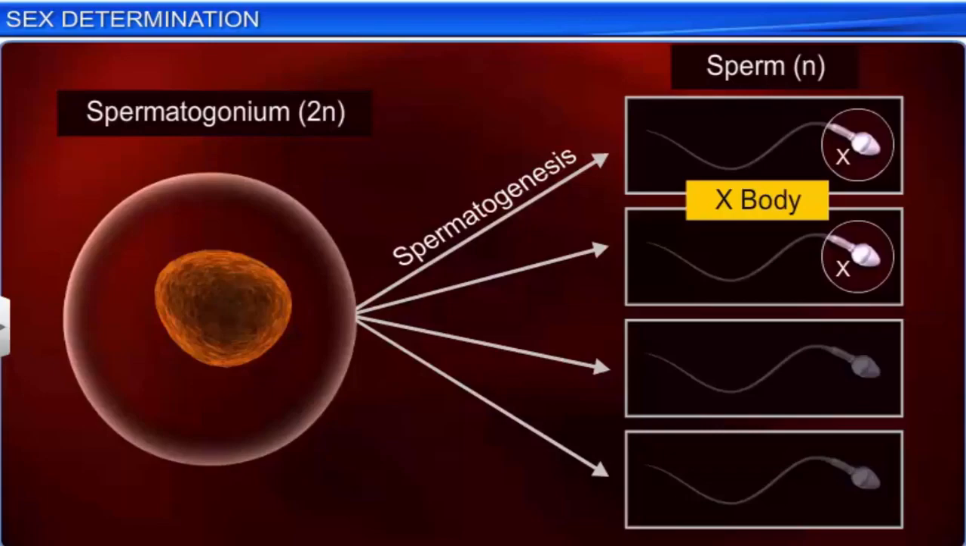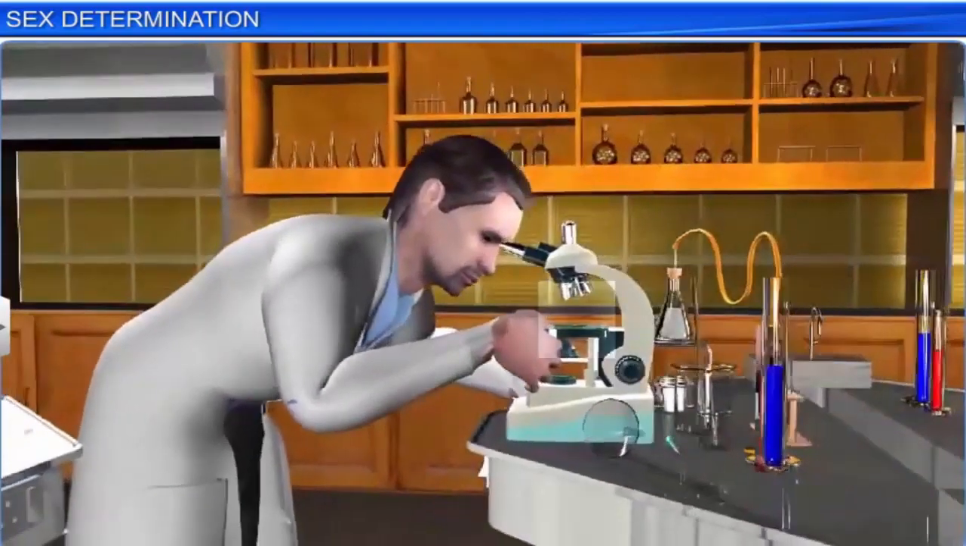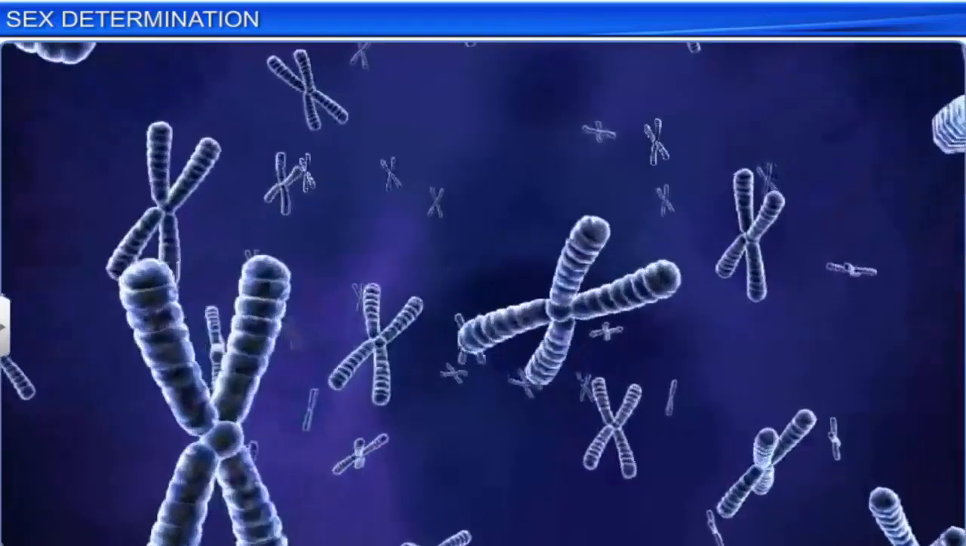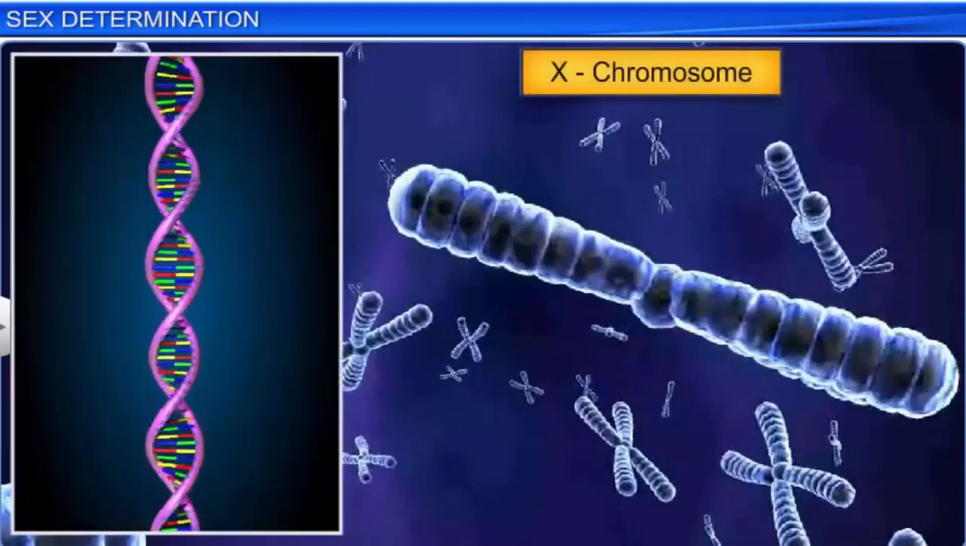Further research by several other scientists led to the conclusion that the structure was actually a chromosome, and they named it the X chromosome.